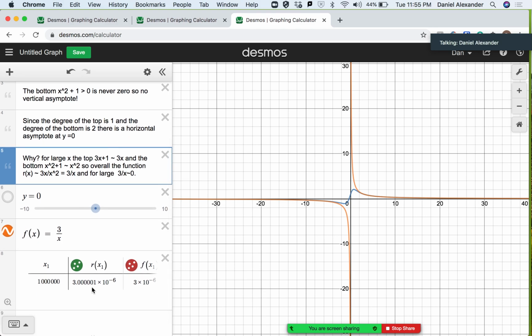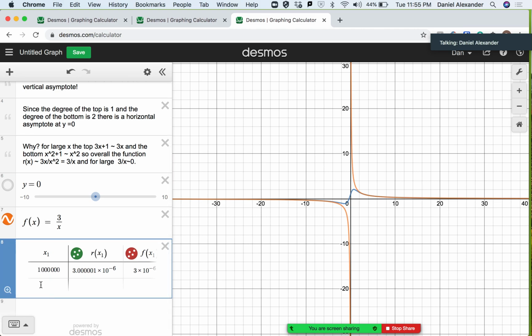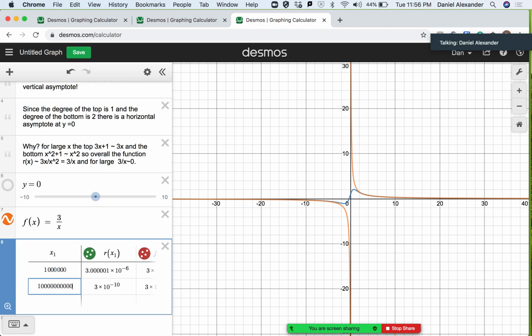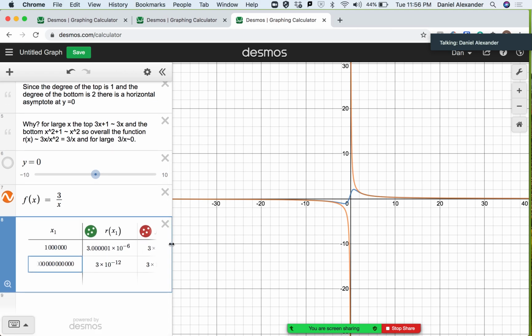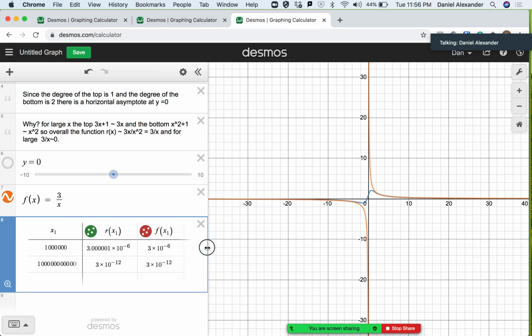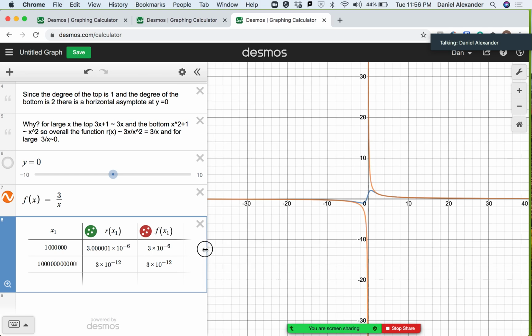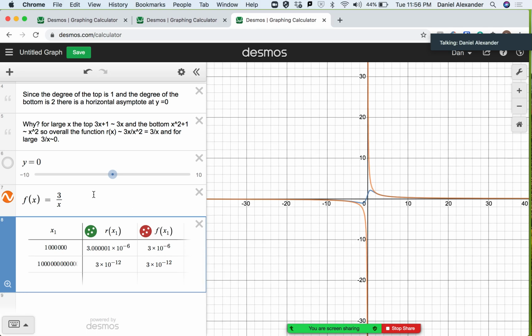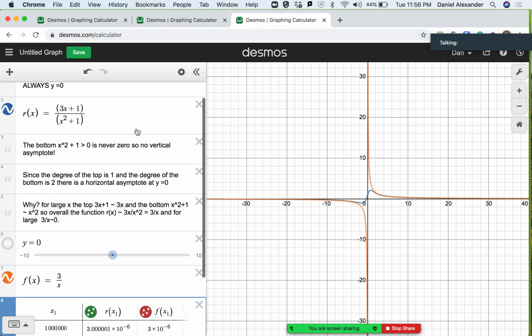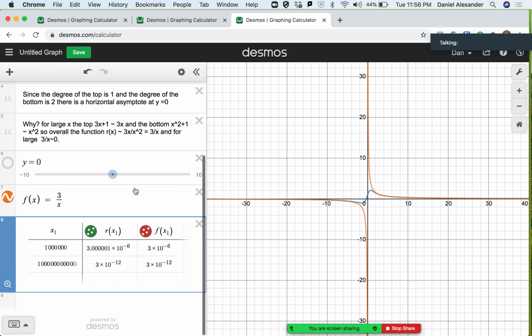And again, I'm just giving you some examples here. I'll plug in another number, like a trillion again. Let's see what happens. And again, here you can't really see, so let's drag this out. Again, they're indistinguishable. Because of the rounding that the computer does, it doesn't see any difference between 3 over x and r of x. Okay, so that's basically it. I'm going to go review things again, and that'll be it for the video.